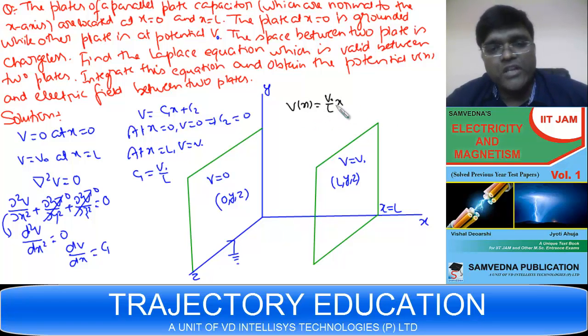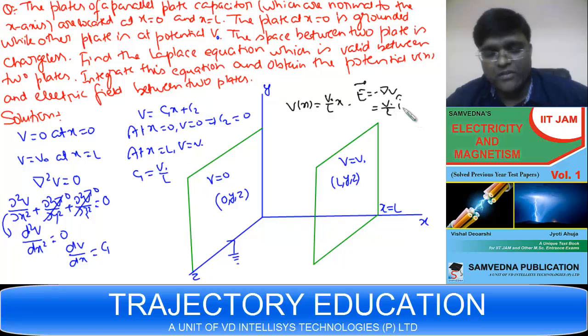This V(x) is V naught by L into x, and the electric field, which is minus del V, can be written as minus V naught by L i. Alright, so this is how we can find the electric field and potential.